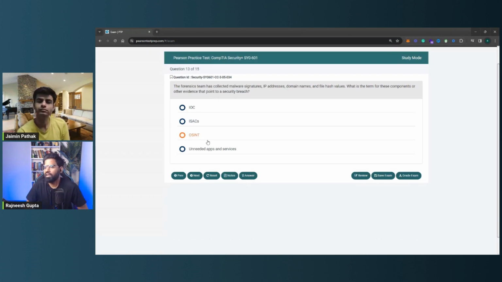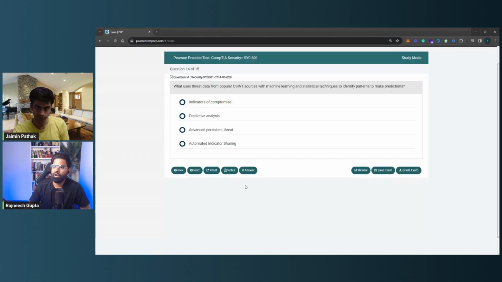Question number 15. The forensic team has collected malware signatures, IP addresses, domain names, and file hash values. What is the term for these components or other evidence that point to a security breach? Well, these are called indicators of compromise, right, Jamin? Right, this has to be IOC. Yes, this is related to these artifacts. So these are called indicators of compromise.